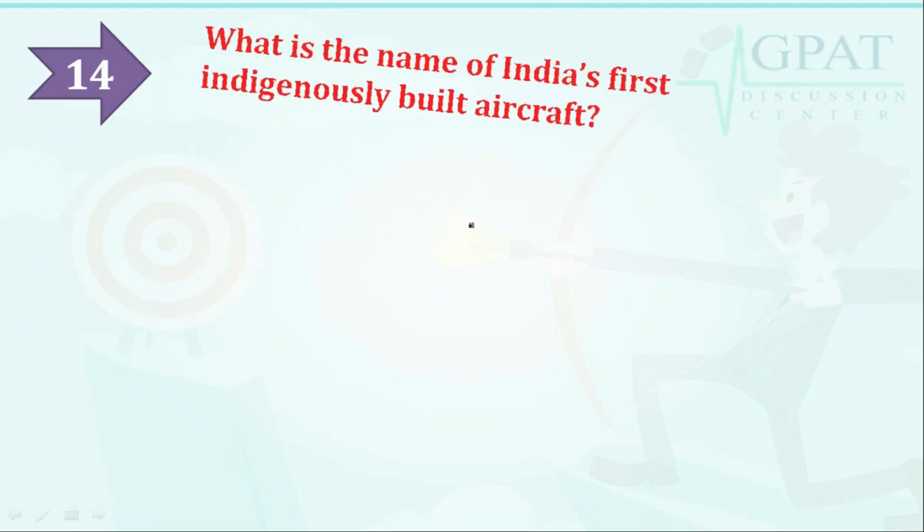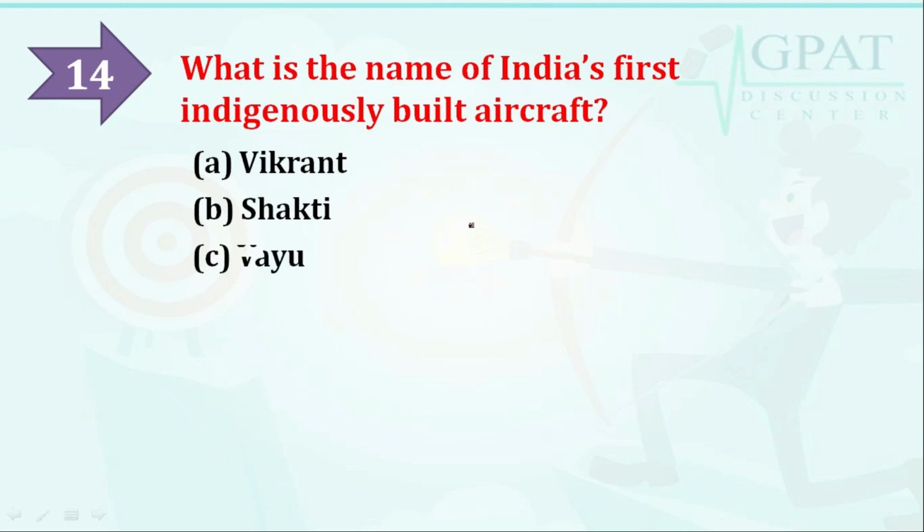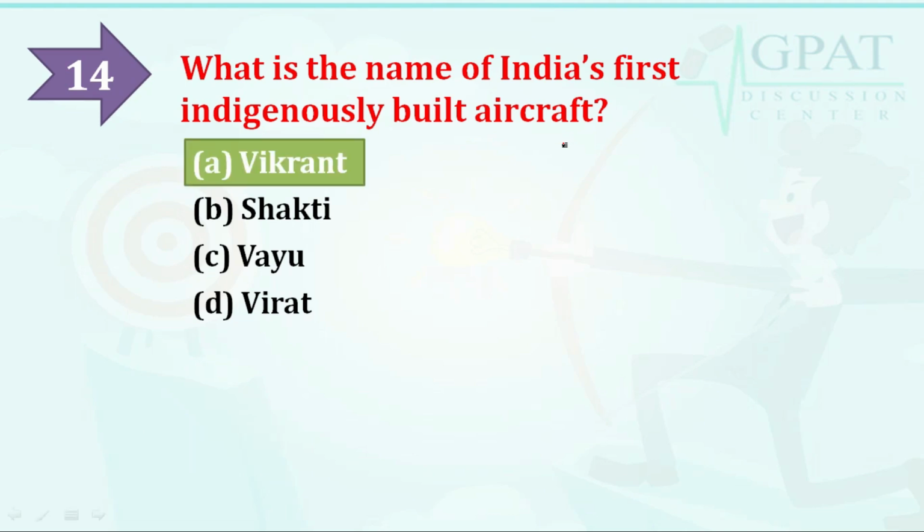Now the next question is, what is the name of India's first indigenously built aircraft? The options are: Vikrant, option B, Shakti, option C, Vayu, option D, Virat. So what is the name of India's first indigenously built aircraft? And the correct answer is Vikrant.